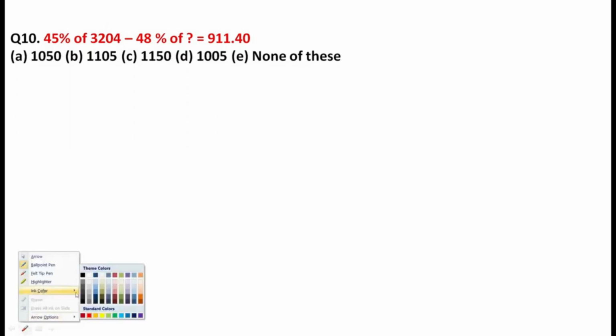Now see, 45% of 3,204. 45% means I just do one thing. I can split 45% as 50% minus 5%. That is better for the calculation part. So 50% of 3,204 is 1602. Now 5% means it's 160.2. You can subtract the values. Now it's 8, it's 1, and 0 minus 6 leaves 4, 5 minus 1 is 4. It's 1441.8.